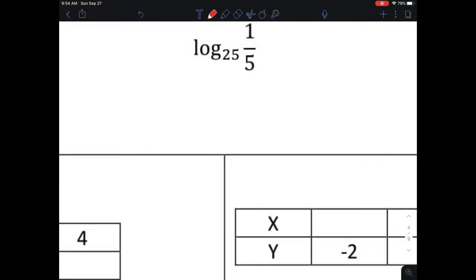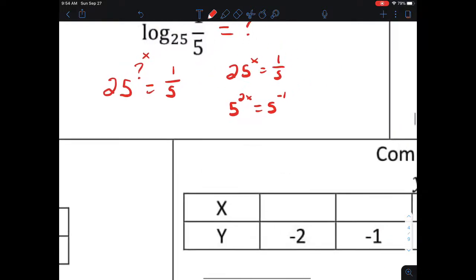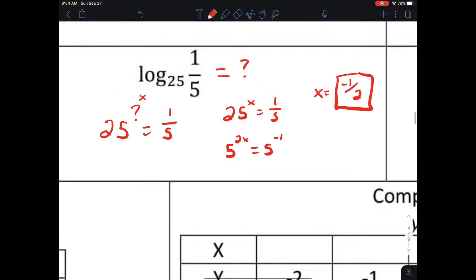Now log base 25 of 1/5. Okay, well, we can do this. Let's rewrite this. So 25 to the what power makes 1 over 5? Well, I could use properties of exponents and rearrange this. Let's make that an x. So 25 to the x power is equal to 1 over 5. I write those as base 5. So that's 5 to the 2x is equal to 5 to the negative 1. And then we see that x would have to be equal to negative 1/2 to make that work. So log base 25 of 1/5 is equal to negative 1/2.